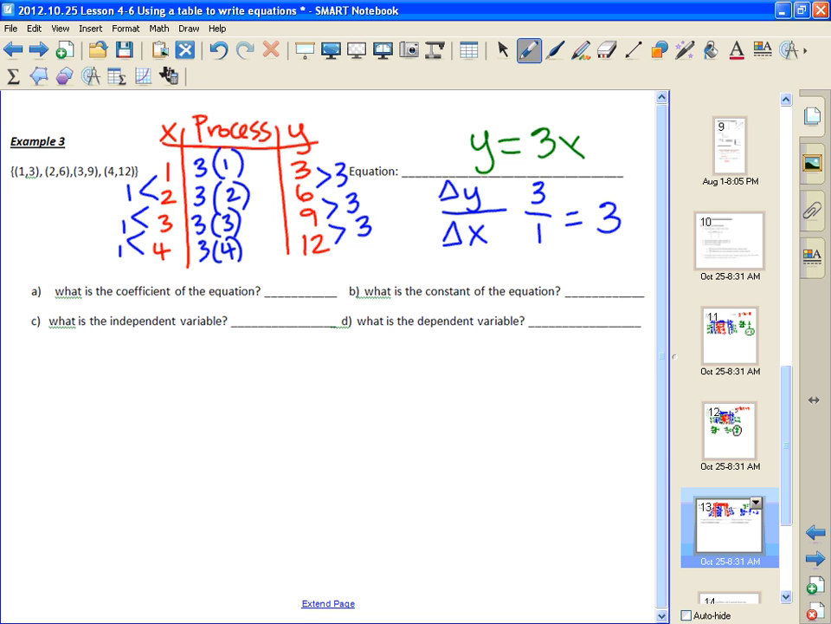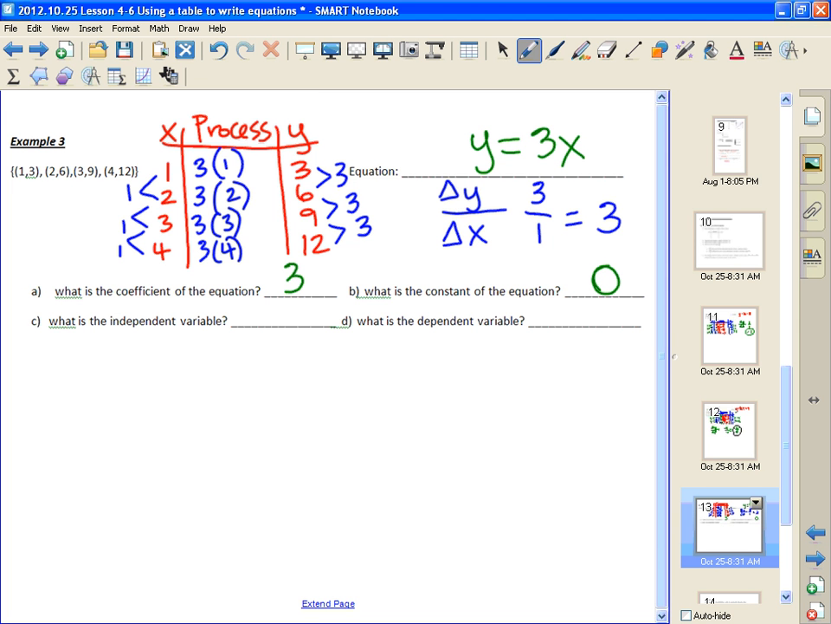Yep, y equals 3x. Good. Okay, so what is the coefficient of the equation? 3. Good, 3. Okay, this is the coefficient. What is the constant? There's not one, right? So what number represents nothing? 0. So the constant would be 0.